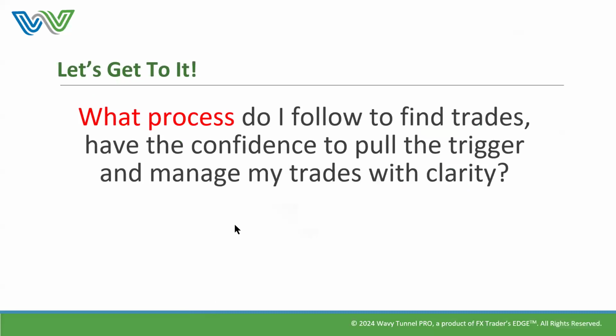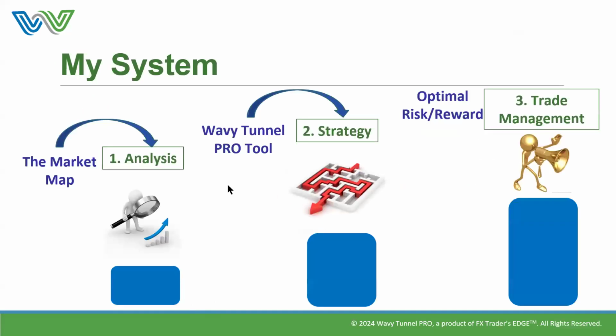So what process do I follow to find trades, have the confidence to pull the trigger, and manage my trades with clarity? Just briefly, the market map is what we're going to really discuss, and that's the analysis part. That's where the Elliott wave analysis comes in, the Fibonacci analysis. That's where you decide on the direction of the market. That's where you decide on which markets you want to look at. And then you have a strategy.